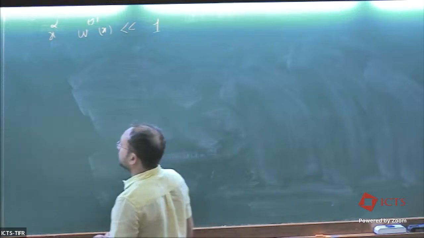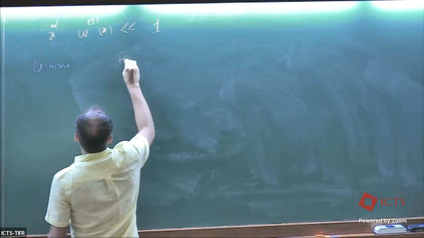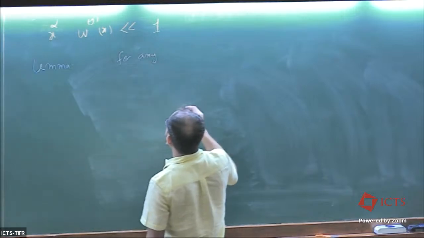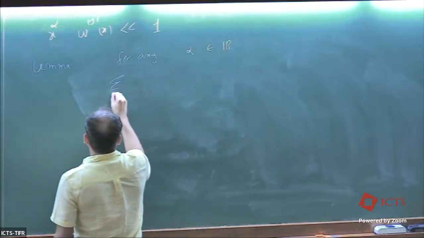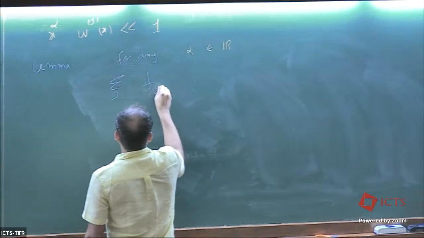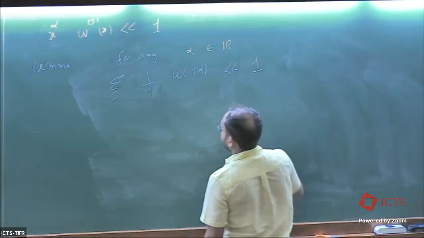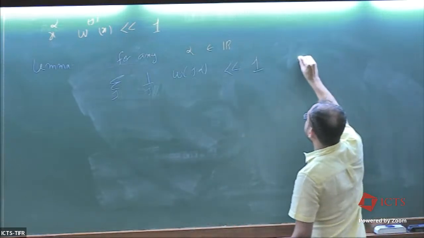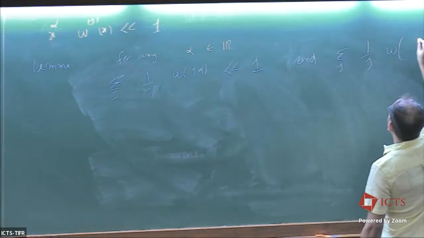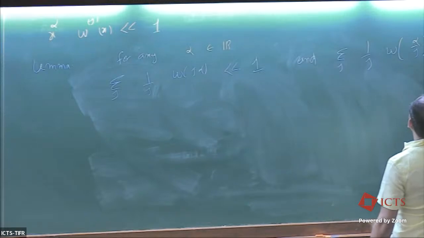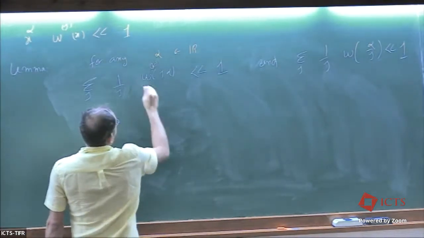Okay. Lemma: for any alpha belonging to R, the summation over J of 1 by J, W of J alpha is bounded by 1, and the summation over J of 1 by J, W of alpha by J is also bounded by 1. It's not only that: you can prove that its kth derivative also satisfies this bound.